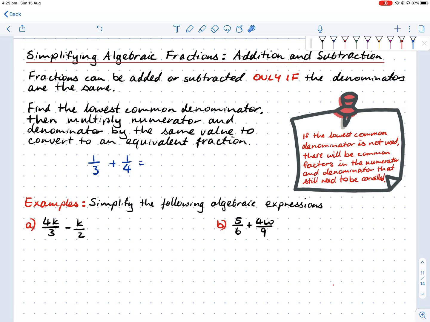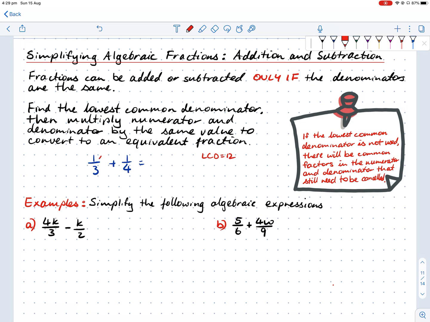So if we look at the numbers here, we've got a 3 and a 4 in the denominator, so we can't really add them together. But what we would do is find a lowest common denominator. So if we're looking at 1/3 plus 1/4, our lowest common denominator is going to be 12. You're thinking all the numbers on the 3 times tables, all the numbers on the 4 times tables, what's the first number that's in common with both of those?